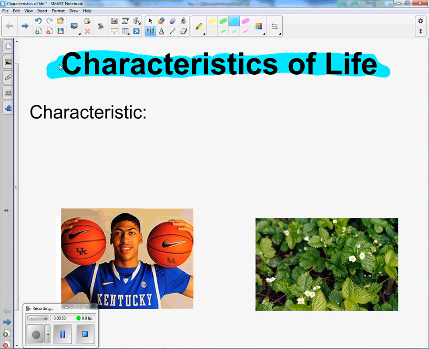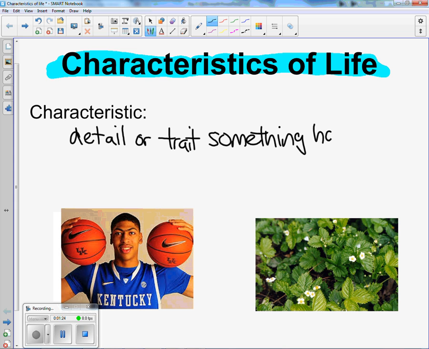There are 7 things that all living things must have. There are 7 things that I, as a human being, have in common with the bacteria, and I have that in common with the plant and with all other living things. So a characteristic, this is a really good English vocabulary word. A characteristic is a detail or trait something has.